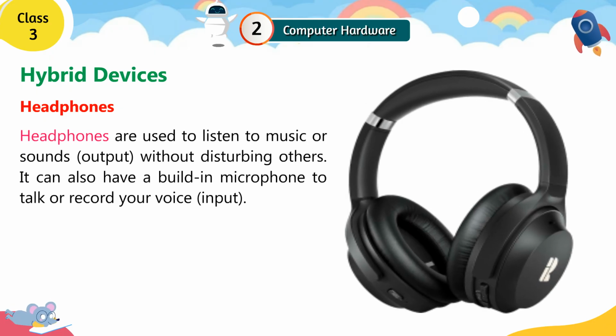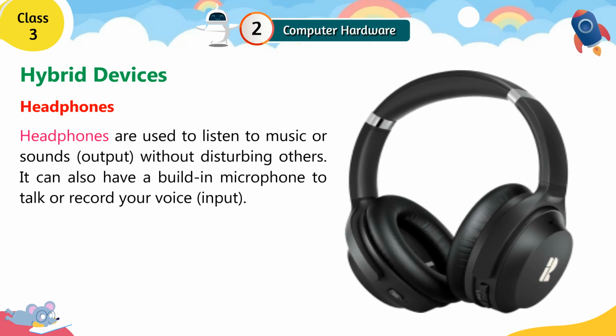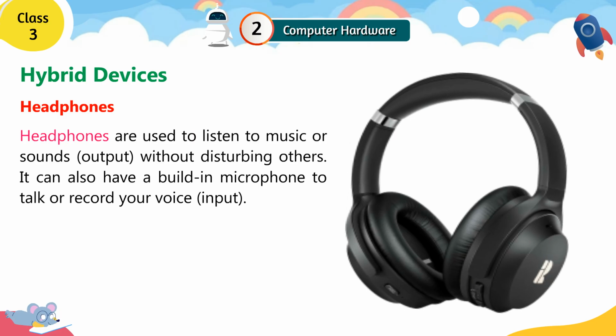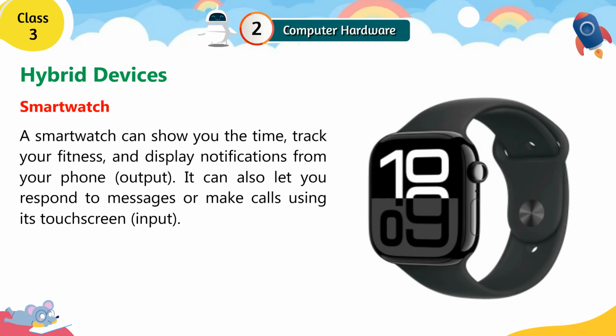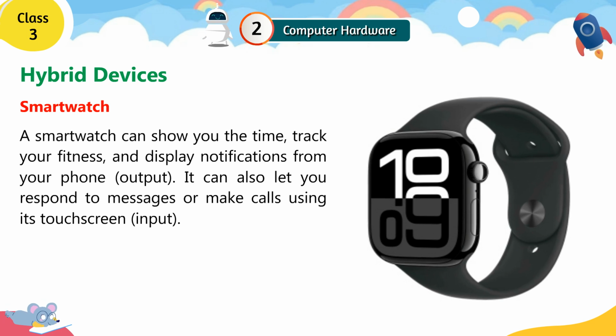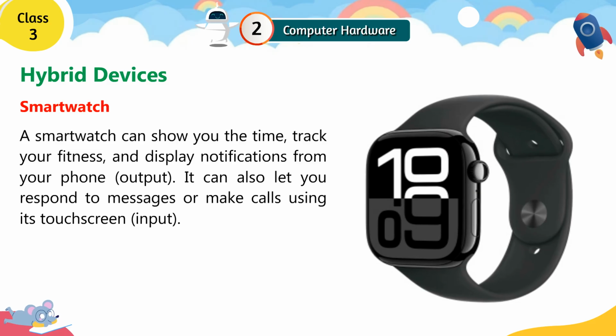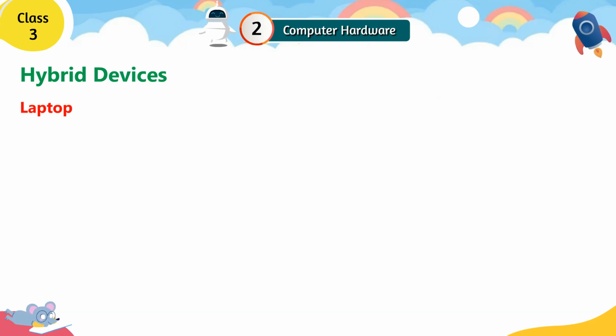Headphones. Headphones are used to listen to music or sounds, output, without disturbing others. It can also have a built-in microphone to talk or record your voice, input. Smartwatch. A smartwatch can show you the time, track your fitness, and display notifications from your phone, output. It can also let you respond to messages or make calls using its touchscreen, input.